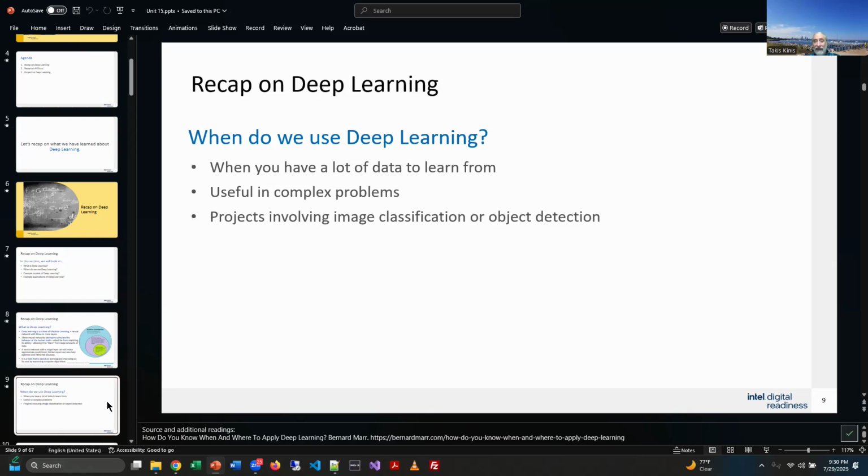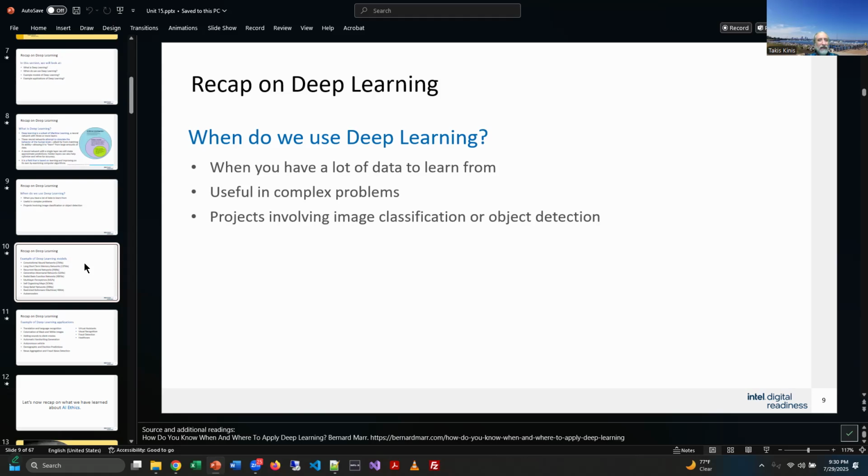When do we use this? When we have a lot of data, and we're talking not a large data set, but a monstrous data set, right? And the project in this unit has a monstrous data set because otherwise, how do you really do deep learning on it if it's not a large data set? When the problems are also complex, right? And usually it's involving things like image classification or object detection. By the way, topics that will be revisited again when we do natural language processing, which uses a lot of these technologies. So that's in the next course, by the way.